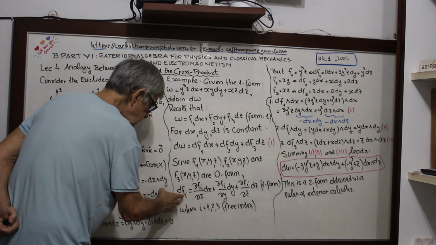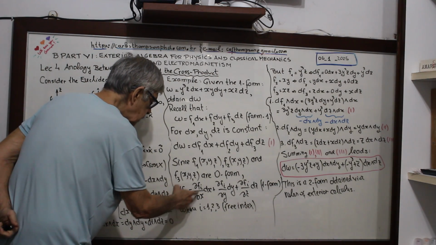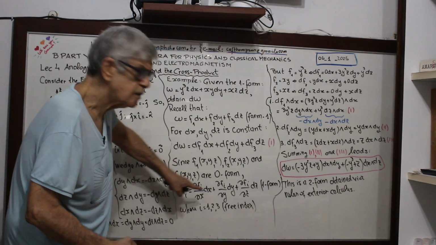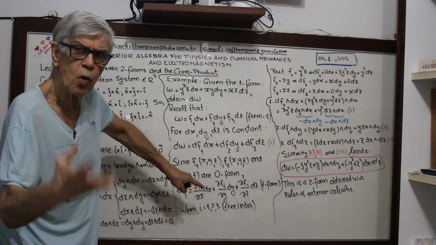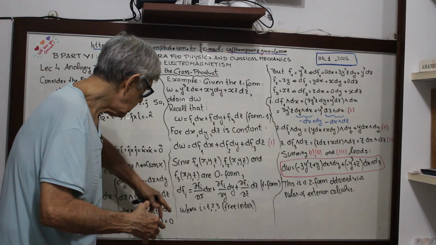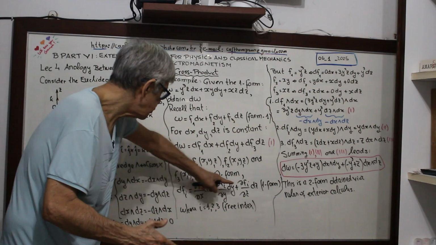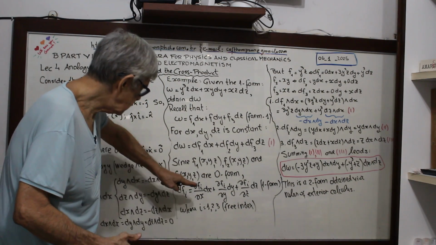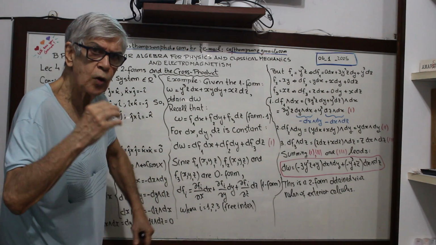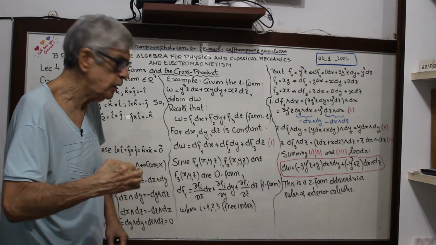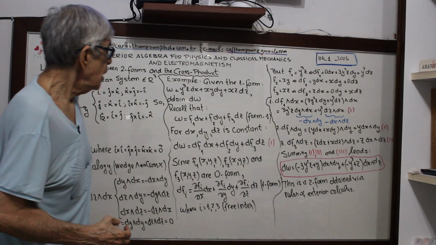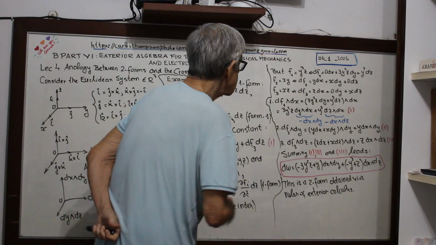Then I set df sub i, where i is equal to 1, 2, 3. I could repeat this three times for i equal to 1 or 2 or 3, but I think it's better to write it here. So this is three relations for i equal to 1 or 2 or 3, because this is a free index. Now, let's work on this.